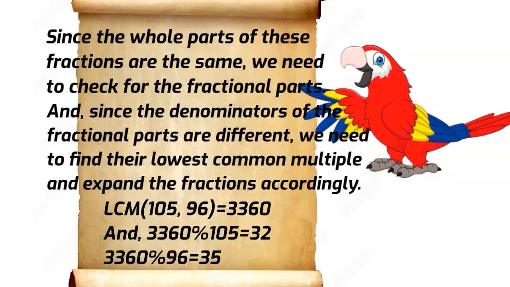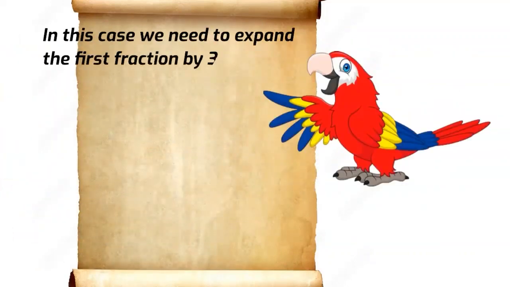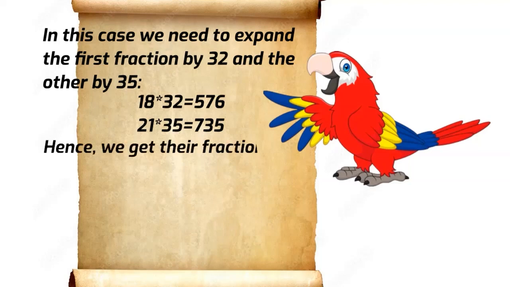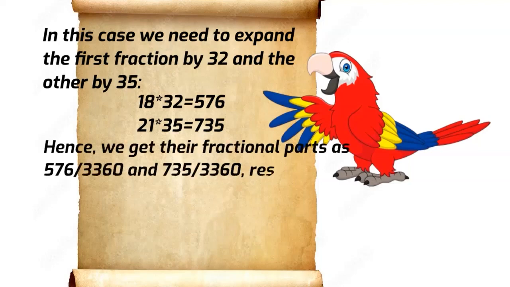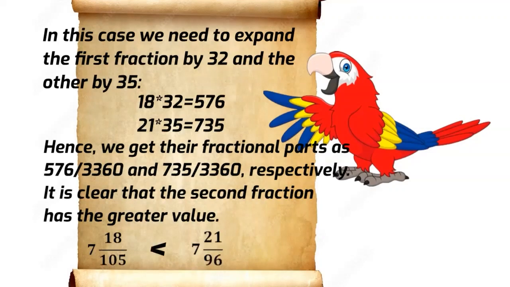3,360 divided by 96 is 35. In this case we need to expand the first fraction by 32 and the other by 35. 18 times 32 is 576 and 21 times 35 is 735. Hence, we get their fractional parts as 576 over 3,360 and 735 over 3,360, respectively. It is clear that the second fraction has the greater value.